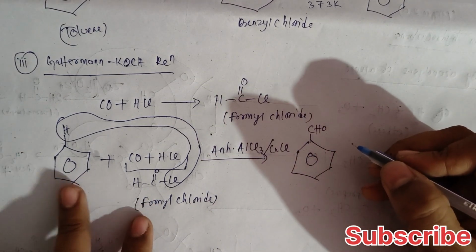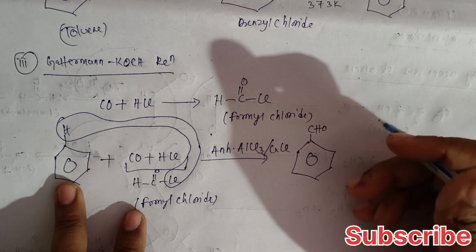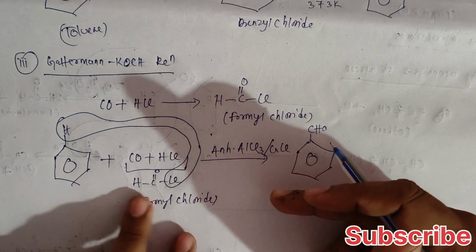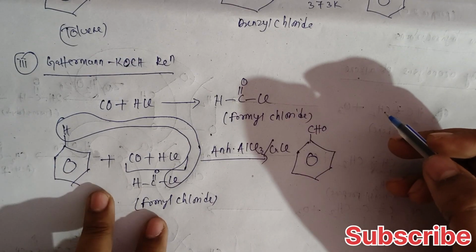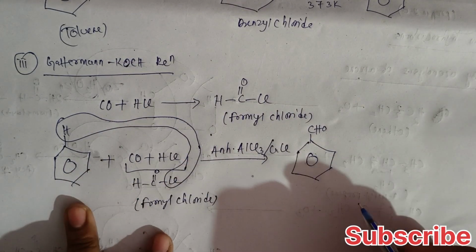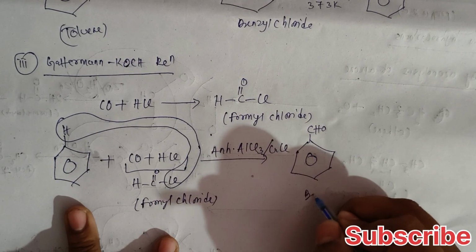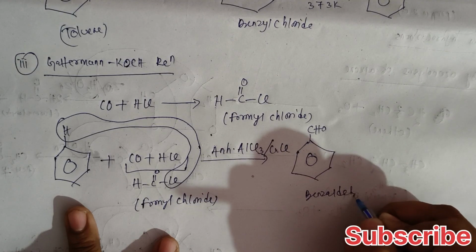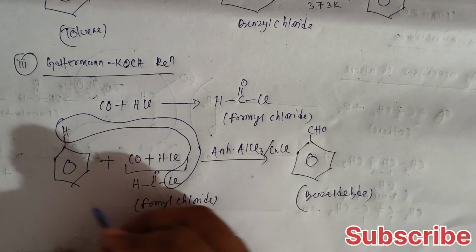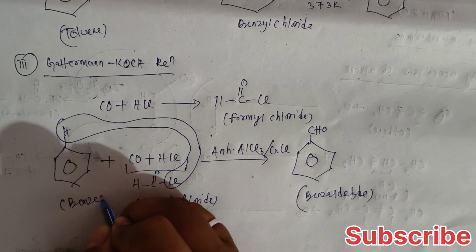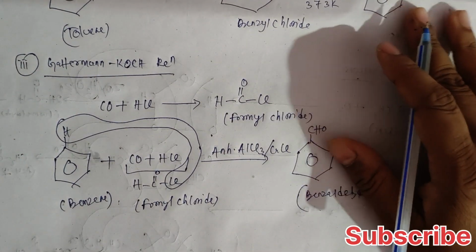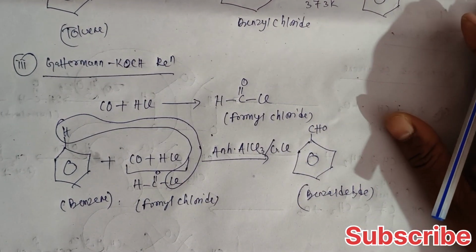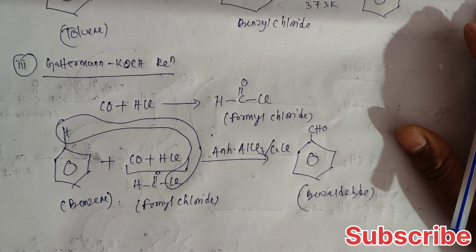The question arises, how can you directly introduce a CHO group to the benzene ring? By using this Gattermann-Koch reaction, we can easily introduce a CHO group to the benzene ring and get benzaldehyde. I hope it is clear to all of you. So these are all the methods of preparation of benzaldehyde or aromatic aldehydes.